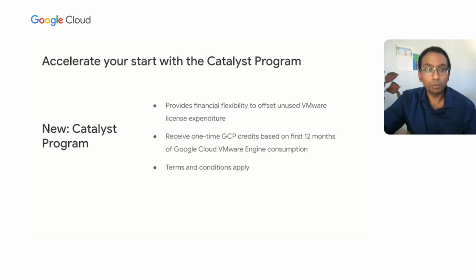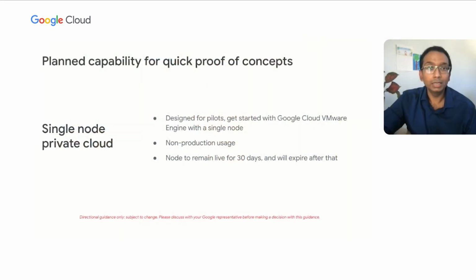This is a consumption based program, and it is available directly through Google Cloud or through existing Google Cloud channel partners that you work with. Terms and conditions apply. So if you're interested, please do contact your Google Cloud sales representative or your partner service manager for more details. In addition, with the planned capability of a single node private cloud, you can experience this service with a single node for non production quick proofs of concept. Note that the single node private cloud will remain live for 30 days, after which it will expire or reset. During this period, you could upgrade to a full production cluster with all your data as well.